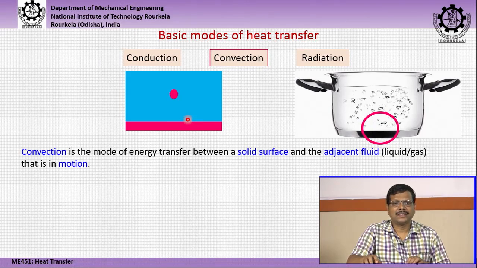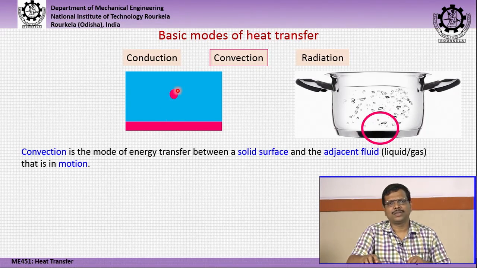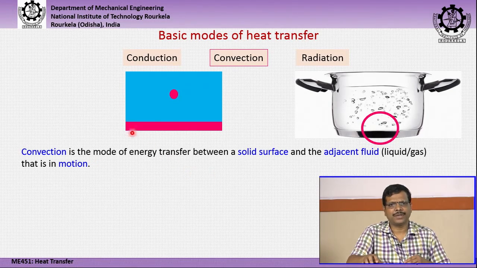This mode of heat transfer to the fluid because of the movement of these molecules, we call convection. So, we can define convective heat transfer as the mode of energy transfer between the solid surface and the adjacent fluid which are in contact with the solid.